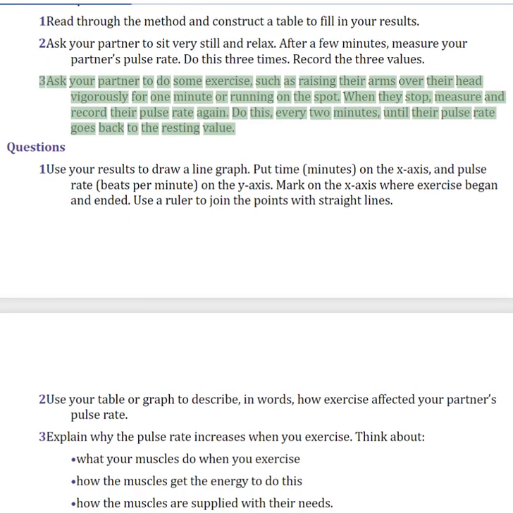3. Ask your partner to do some exercise, such as raising their arms over their head vigorously for 1 minute, or running on the spot. When they stop, measure and record their pulse rate again. Do this every 2 minutes, until their pulse rate goes back to the resting value.